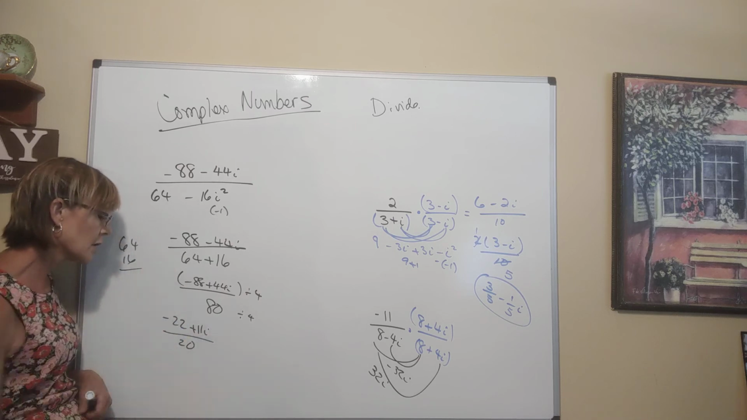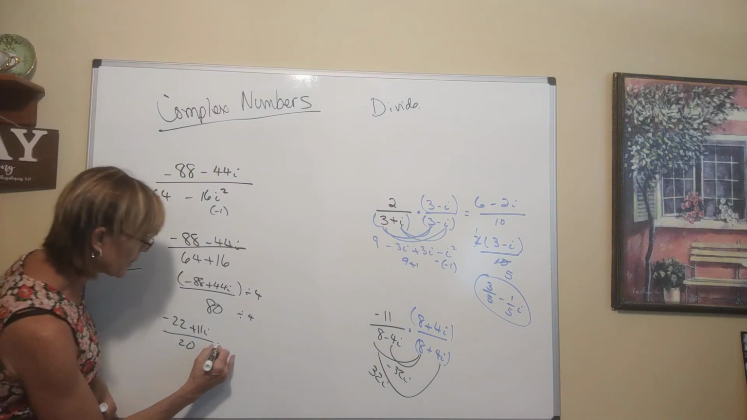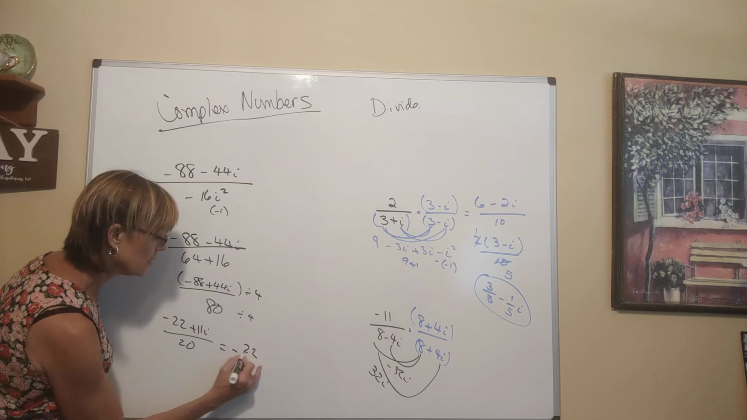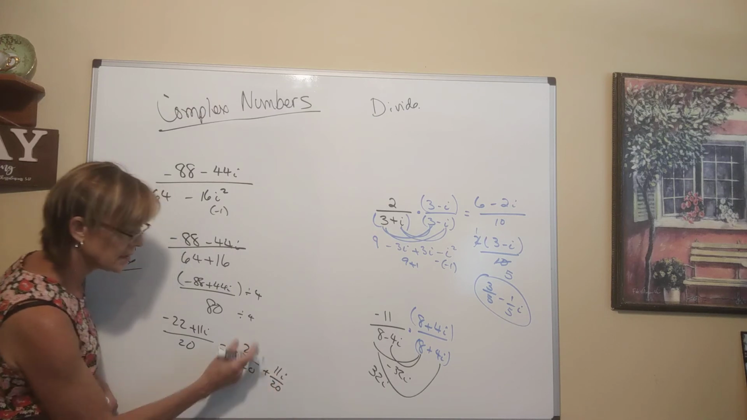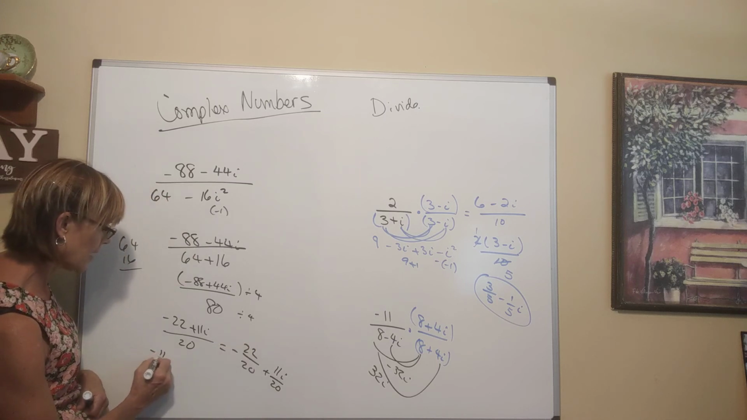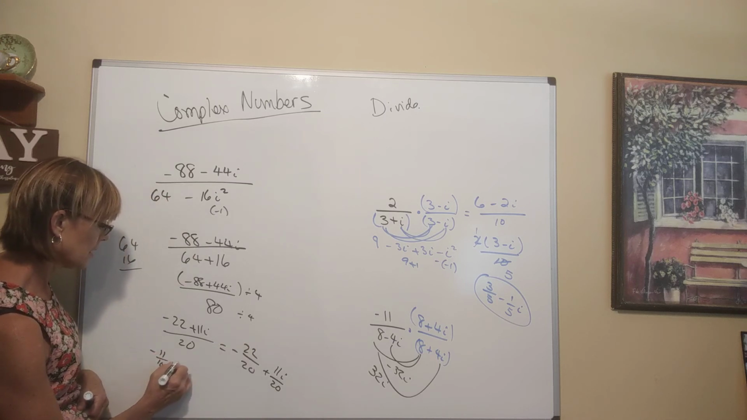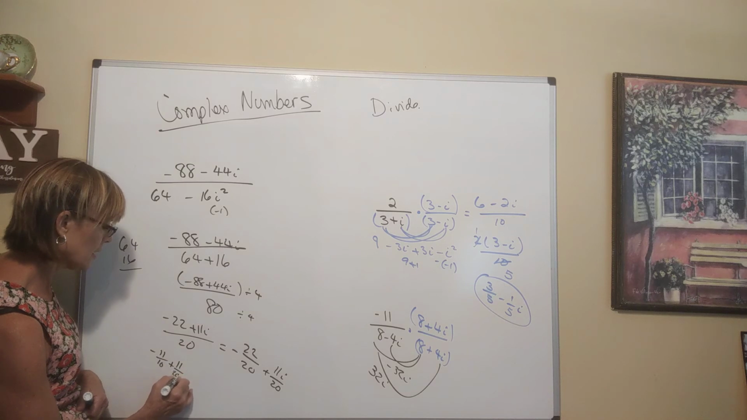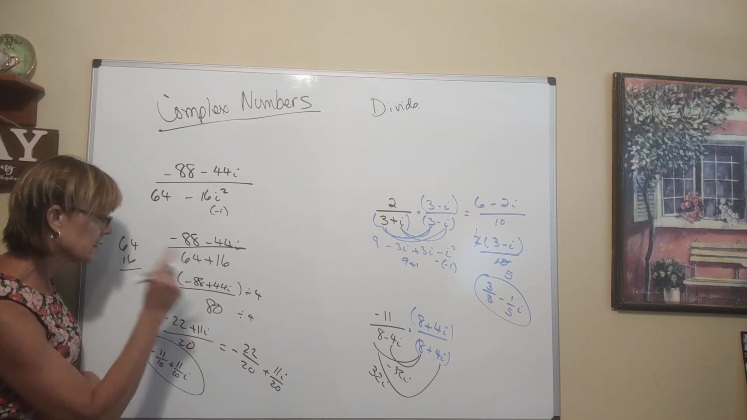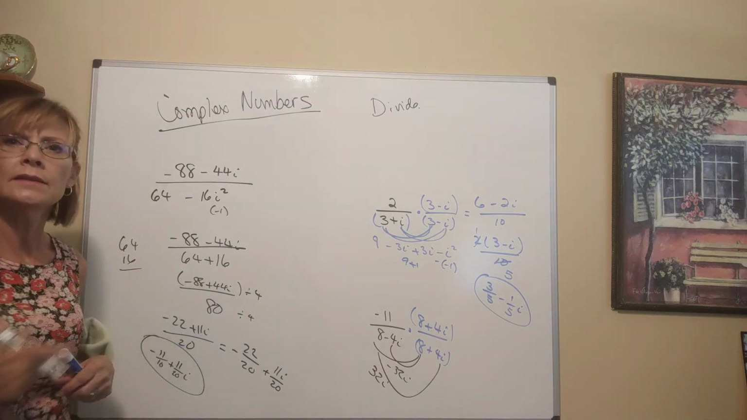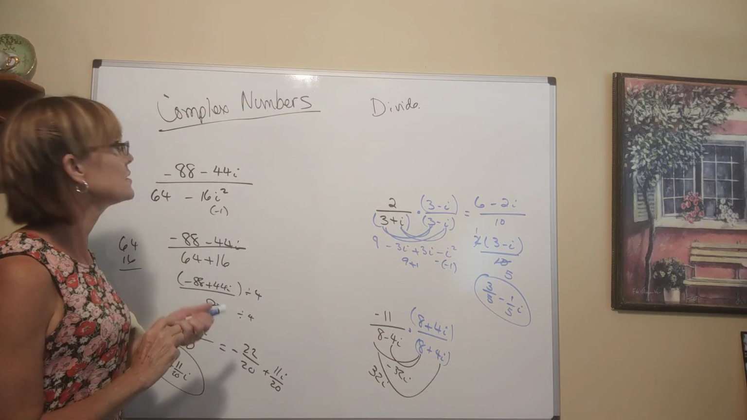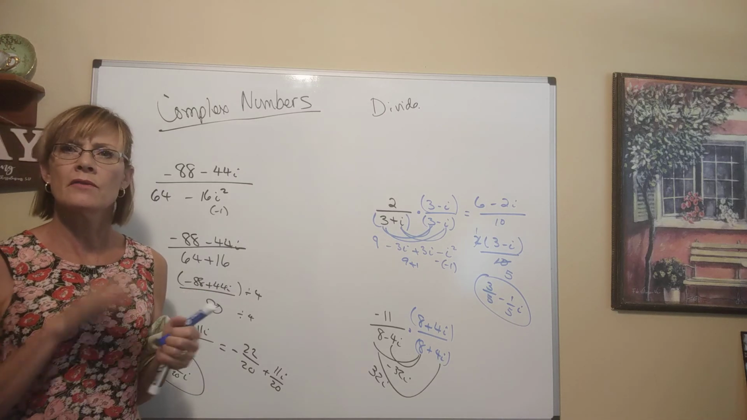It's 20. Okay, so we could write our answer like this, or we could say this is negative 22 over 20 plus 11i over 20. This could even simplify to negative 11 over 10 plus 11 over 20 i. But basically the job was to get rid of the imaginary part in the denominator, and we totally did that. Okay, addition, subtraction, multiplication, and division of complex numbers.